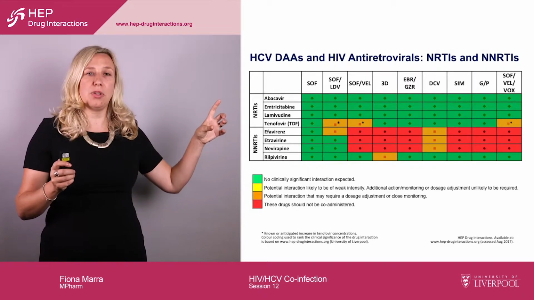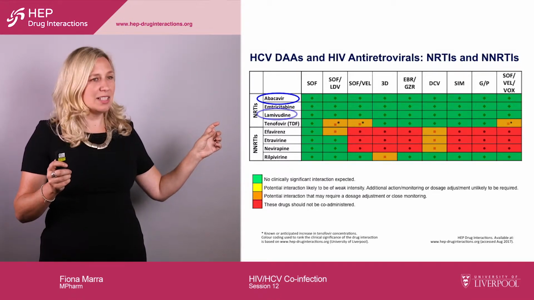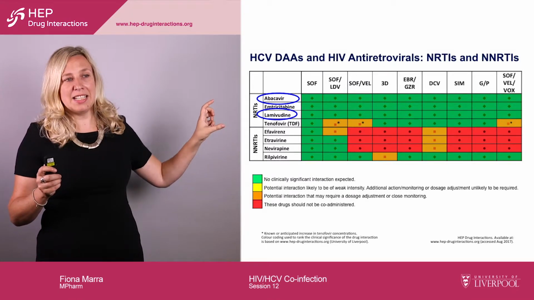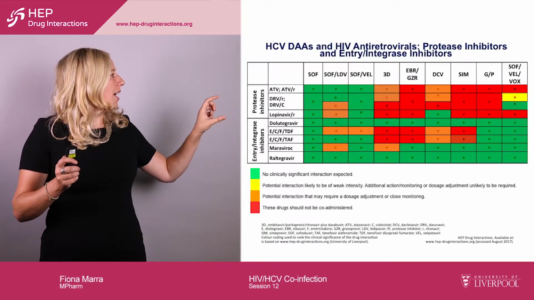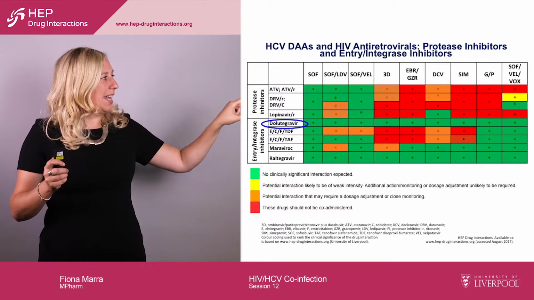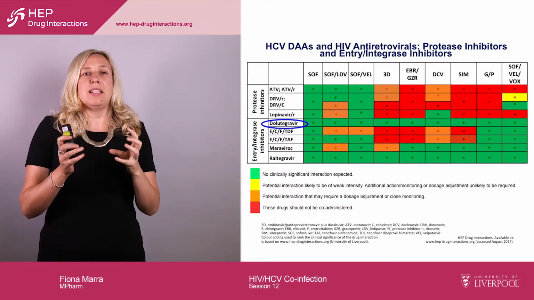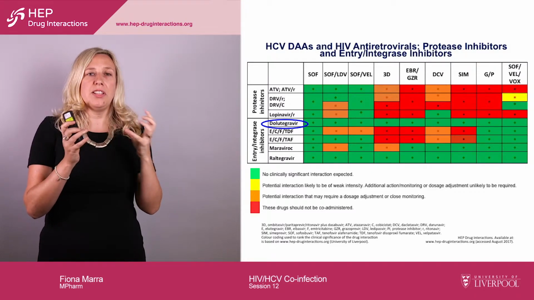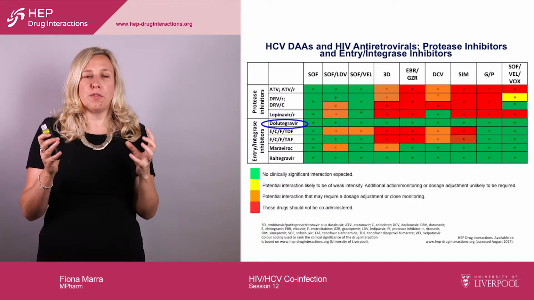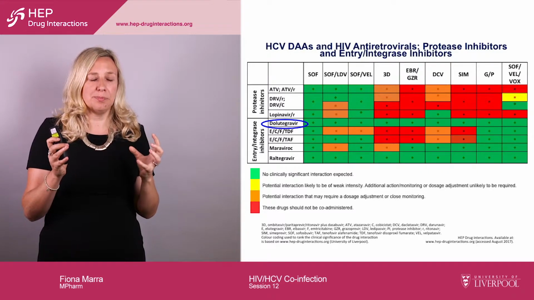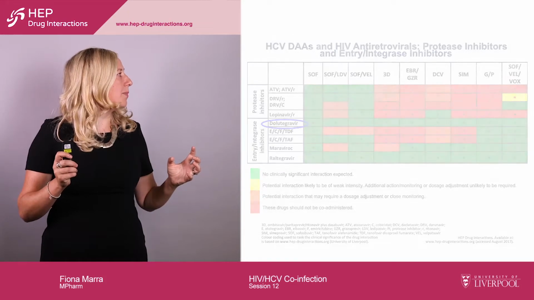So now let's look at the tables again, and we can look at the abacavir and lamivudine, and we can see that they're just green interactions, and the dolutegravir, again, green across the board for this interaction. So this means that when we're treating or looking to treat this patient's hepatitis C, we can choose any of the currently licensed agents that we want for genotype 1 hepatitis C.